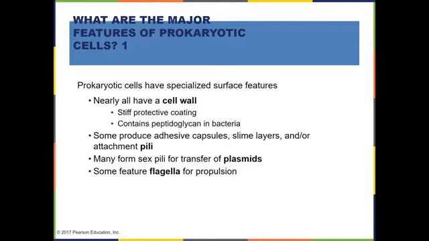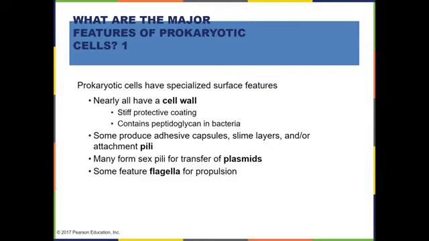So looking at prokaryotic cells, what do they have? What makes them special? Well, they do have some specialized surface features. Nearly all have at least a cell wall, a stiff protective coating. A lot of them contain peptidoglycan. Bacteria would be an example. A lot of these prokaryotic cells have a specialized protein that makes them more recognizable as a certain type of bacteria, and a lot of these tend to be more pathogenic. But not all prokaryotic cells are pathogenic or cause disease. They at least have a modified or rigid cell wall, but this is much more rigid and stiff than even a plant cell wall.